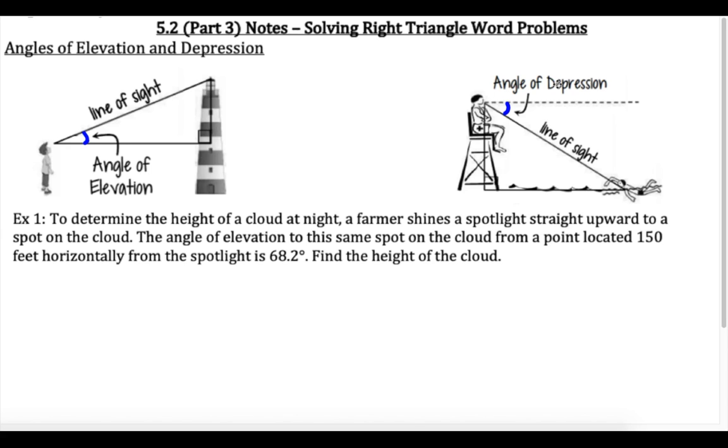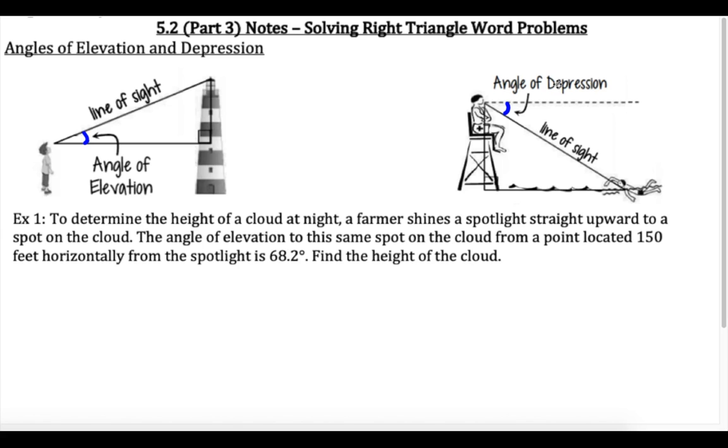The first one says, to determine the height of a cloud at night, a farmer shines a spotlight straight up to a spot on the cloud. The angle of elevation to this same spot on the cloud from a point located 150 feet horizontally from the spotlight is 68.2 degrees. Find the height.